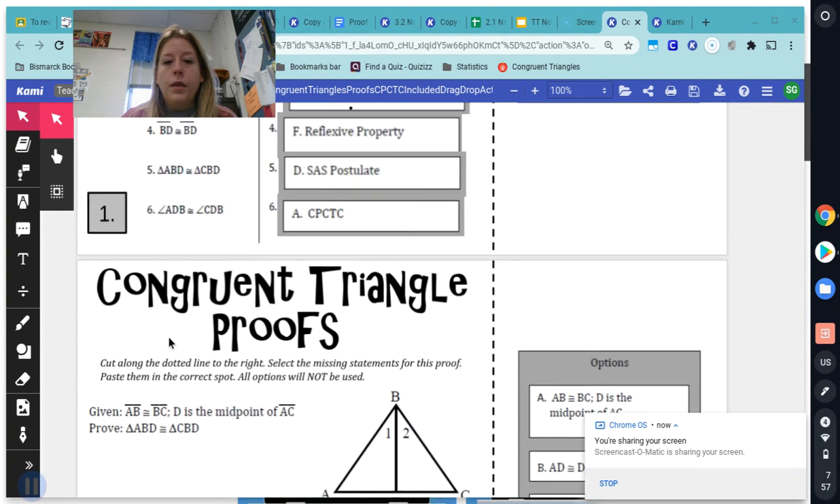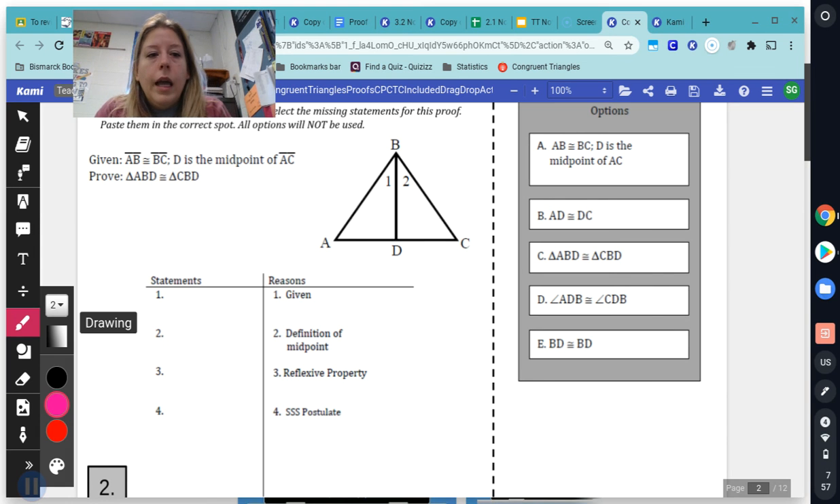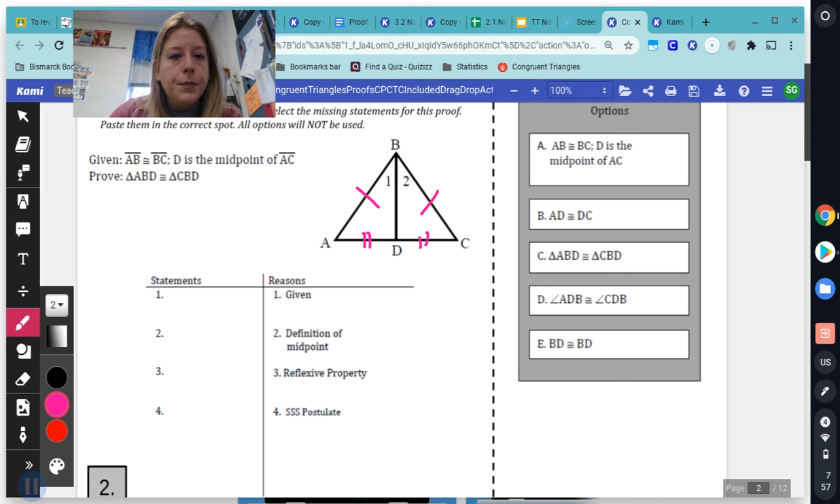One more with you, and then the rest of them are going to be your assignment for today. So this one is the exact same picture, but let's mark what we know. AB is congruent to BC. D is the midpoint of AC. So if it's the midpoint, that means that these two segments have to be the same because D is right in the middle. Prove AB. So this one's not going to use CPCTC because this is the last proof statement.